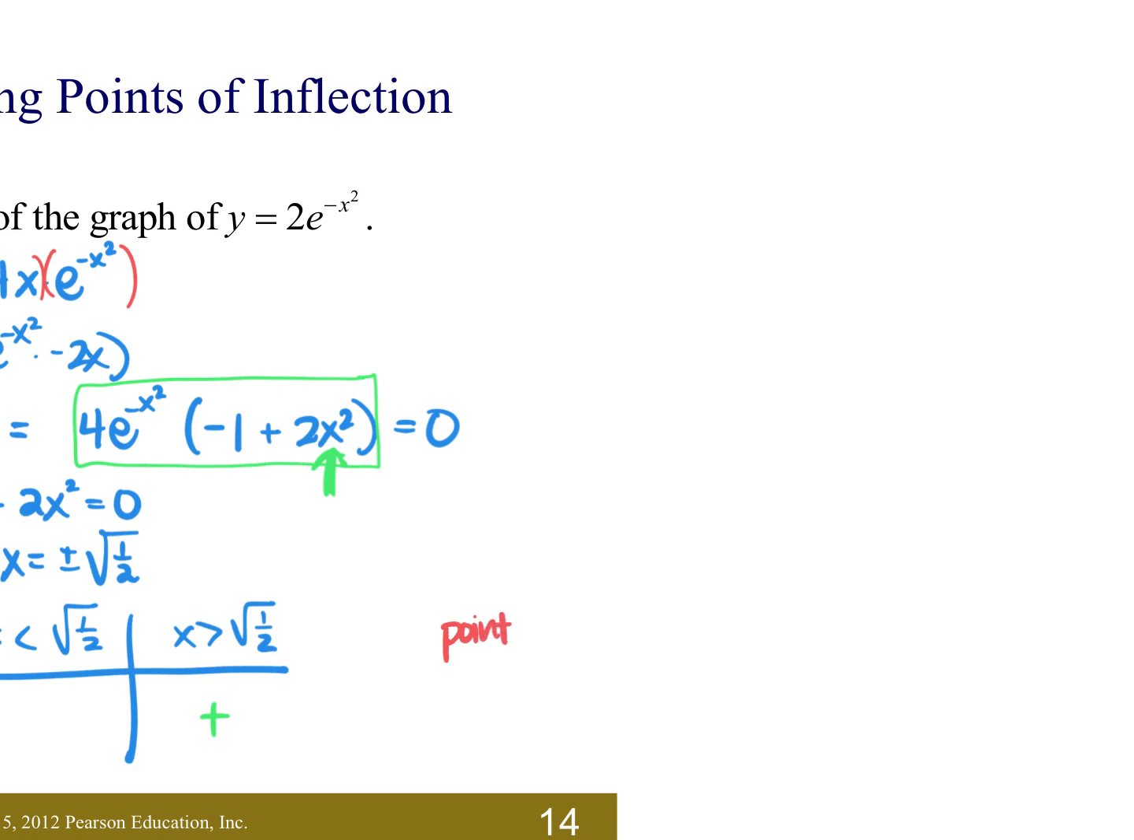So I'm going to have a point of inflection at negative root one half. And then if I plug that into the original function and square it, that'll give me 2e to the negative half. And then my other point of inflection would be positive root 1/2. And then squaring that also gives me the same value.